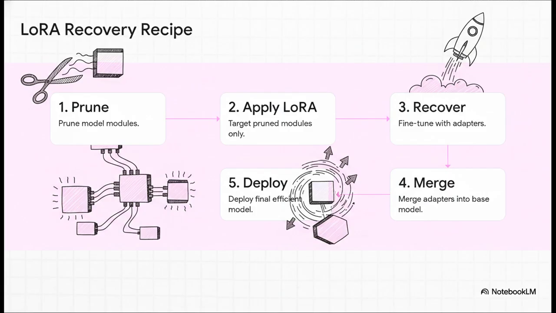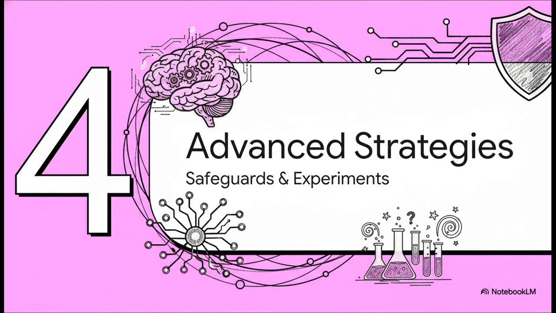4. You merge the trained adapters back into the main model's weights. And 5. You're done. You've got an efficient, high-performing model that's ready to go. So, we've got our basic toolkit down. Now let's level up and look at some more advanced strategies. Think of these as safeguards and some of the more cutting-edge, experimental stuff that researchers are playing with to make this whole recovery process even more powerful.